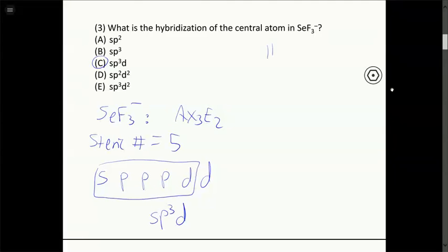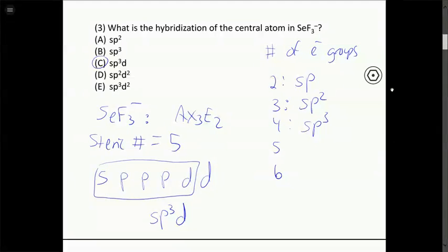To summarize that really quickly, the only possibilities that really matter for hybridization are 2 through 6 electron groups. If you have 2 electron groups, you just hybridize 2 orbitals, which is sp. 3 electron groups, you hybridize 3 orbitals, which is sp2. 4 gives us sp3. 5, we just saw, is sp3d. And then the highest order hybridization you can have would be sp3d2.